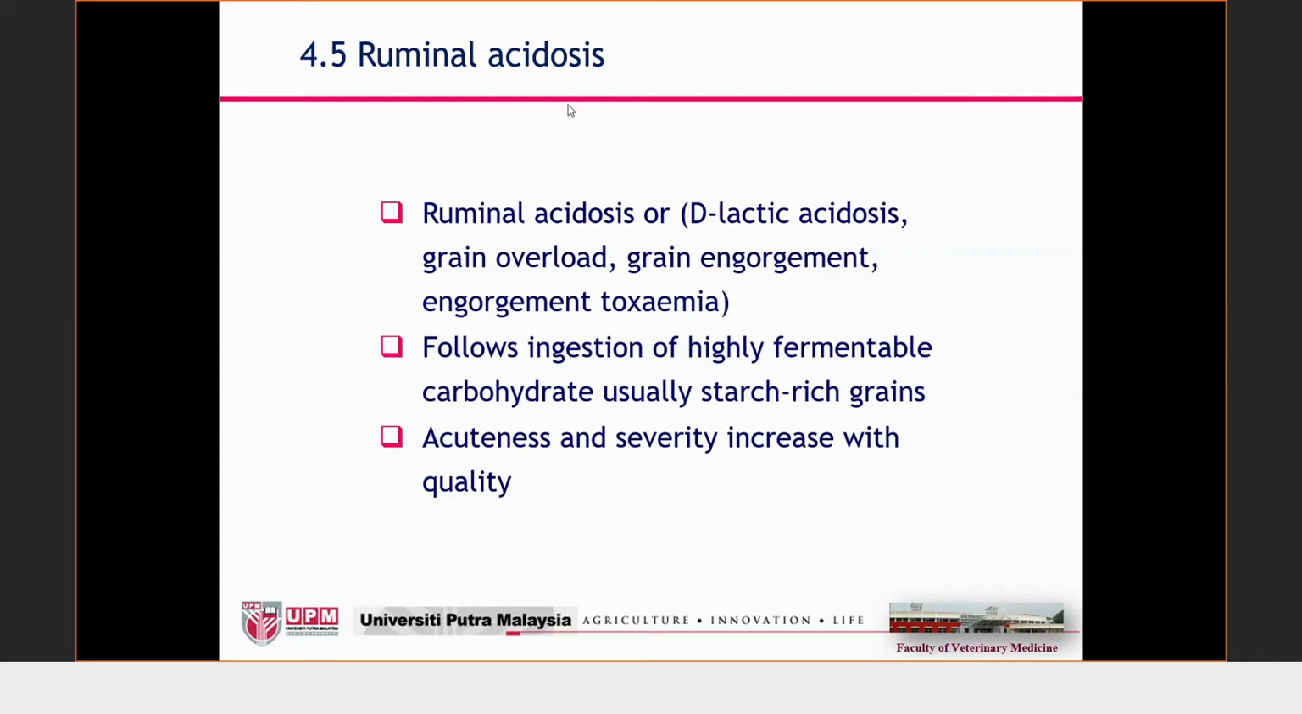It is a result of ingestion of highly fermentable carbohydrate, usually starch-rich grain, and the acuteness and severity increase with the quantity. The more they have, the more severe it is, and usually the incident is acute, partly because the animal will have a distended abdomen and bloat, and as we discussed earlier, bloat can kill animals.